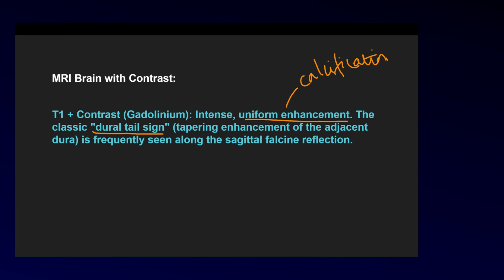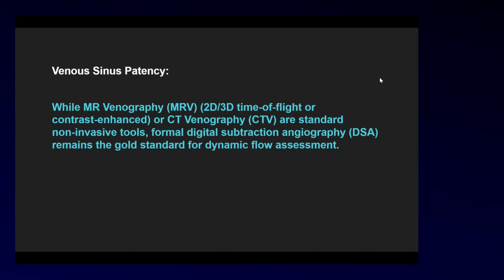We can see the classic dural tail sign, which usually is going to tell us where the tumor was originating from. Apart from that, we are really interested in venous sinus patency. For that, we will need MRV and sometimes CTV. There are surgeons who would opt for DSA as well. DSA is the gold standard, but due to its lesser availability in a lot of setups, MRV usually serves good enough.